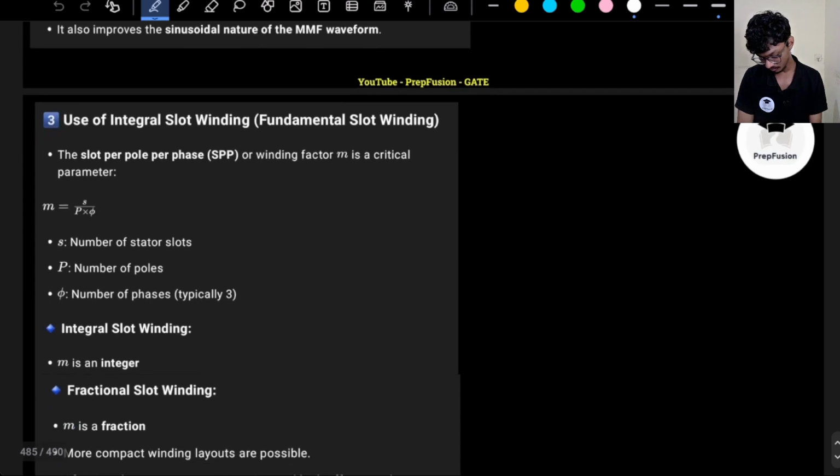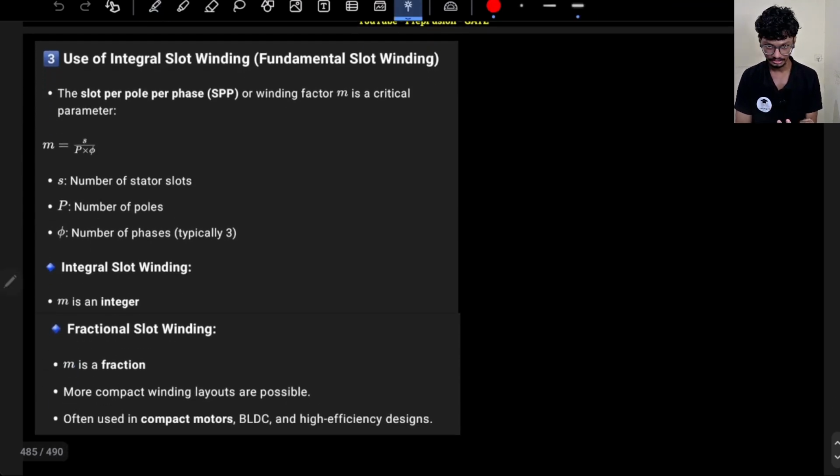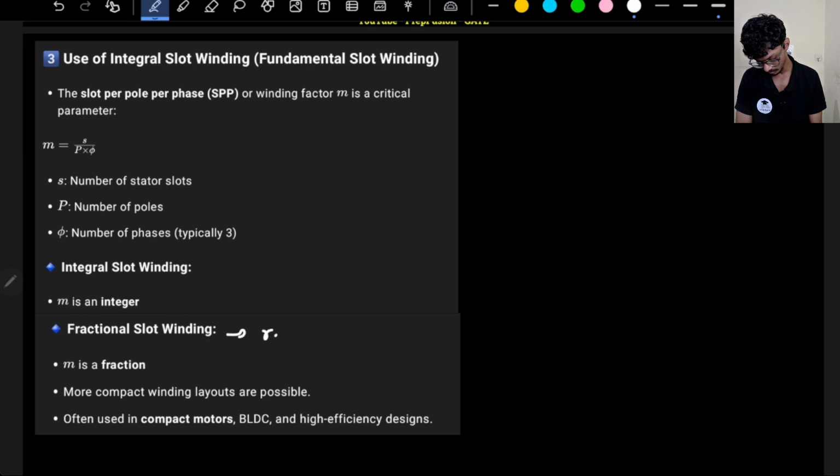Okay, so another way to reduce the harmonics is by using fractional slot winding. So this can help reduce harmonics. How it can help I will not explain here because that is a theoretical thing. Fractional slot winding basically means your m will be a fraction. Generally your m is an integer, then it is called integral slot winding. If it is a fraction, then it is called fractional slot winding. So using fractional slots we can reduce the harmonics.